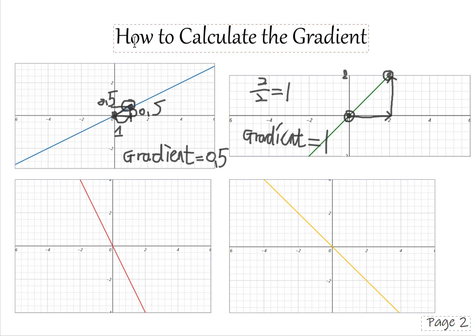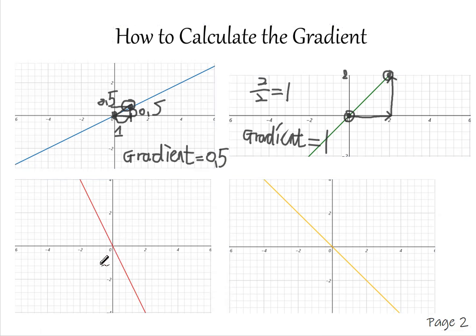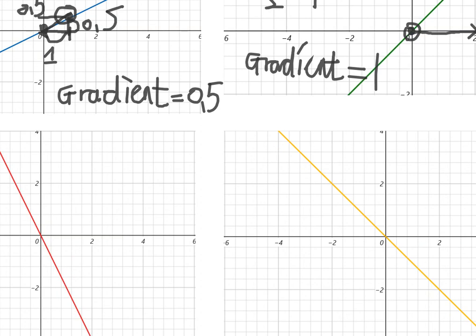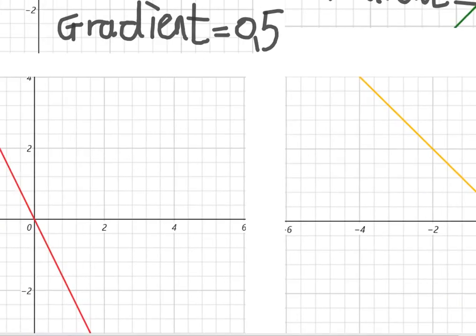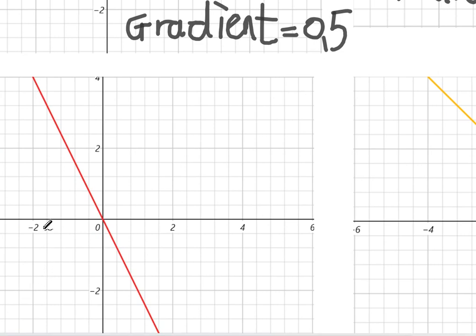Moving on to the next page. I know we're back to this page again. What we need to do is continue finding the gradient, and we are going to focus on the bottom two ones. This is actually practice. So the last one, this is 4, as you can see, this is 4. So the coordinates are -2, 4, and 0, 0.